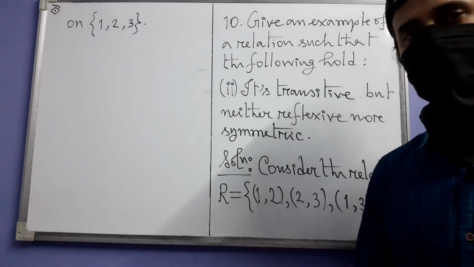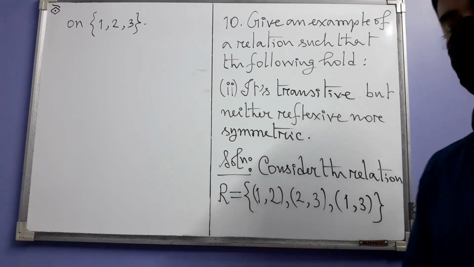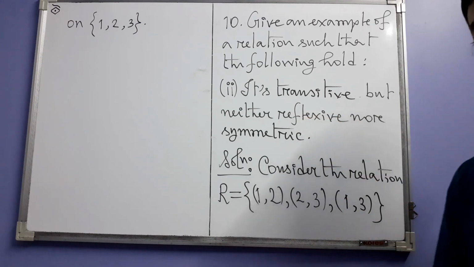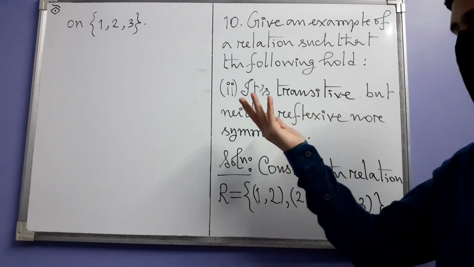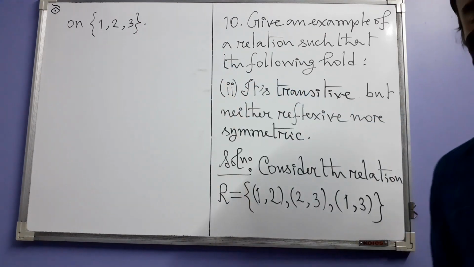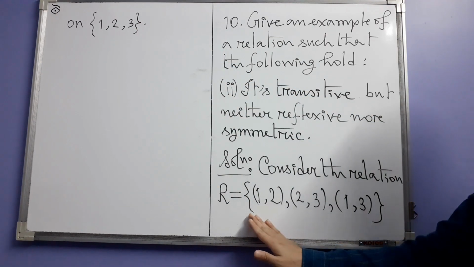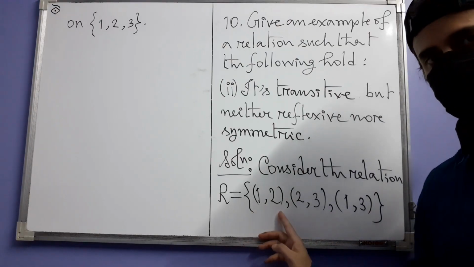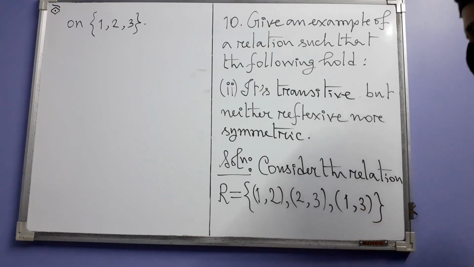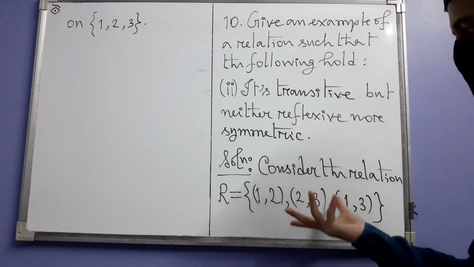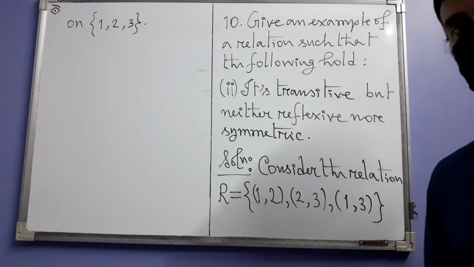So this is part 2. Here we want a relation that is only transitive. It's neither reflexive nor symmetric. And this time we take a slightly larger set consisting of 1, 2 and 3. And the relation on that set is this. It consists of the ordered pairs (1, 2), (2, 3) and (1, 3). Again, let me just tell you a little about how this relation satisfies these properties.